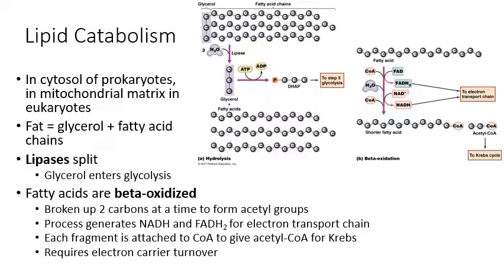But since beta oxidation does require NAD plus and FAD, you have to be able to turn over the electron carriers. You have to be able to get electrons off of NADH and FADH2 once you've generated them, so that the FAD and the NAD plus can go back to pick up more electrons for more beta oxidation.